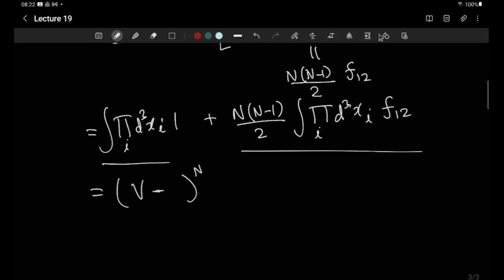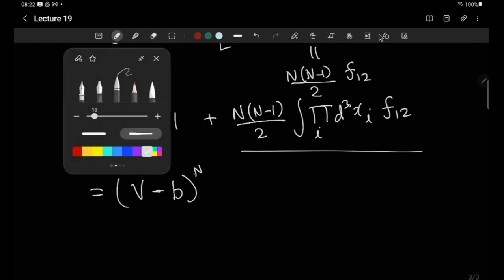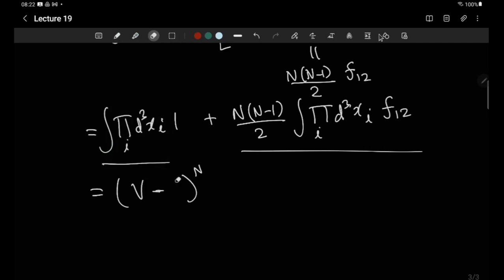But this is where we need to, but there is some exclusion volume. The fact that there is some volume which is not allowed, so that would be V minus some, we'll call it B for now. No, this is not quite correct. So I should write it correctly. Okay. So what is NB?